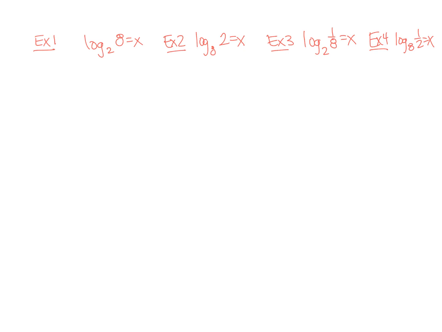For these problems, I'm going to use my backwards C method to convert them to exponential form. In this first problem, I get 2 to the x equals 8. And that one's pretty easy to evaluate. I know 2 cubed is 8. If I didn't know that, I could start multiplying 2 by itself on the calculator until I get 8. So my answer for this one is x equals 3. That's because log base 2 of 8 is equal to 3.